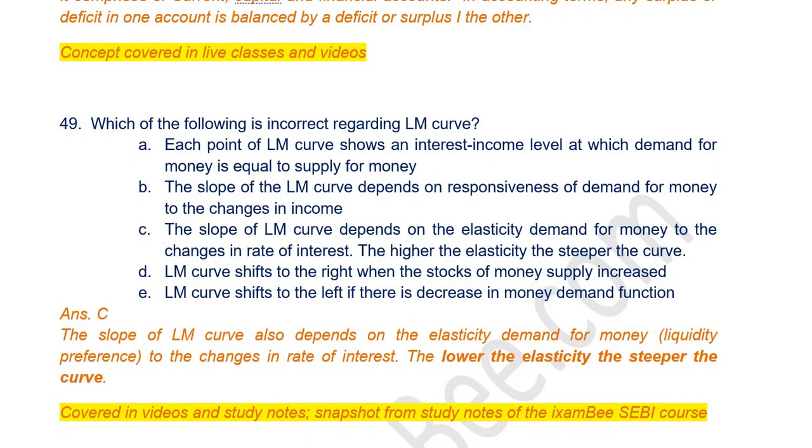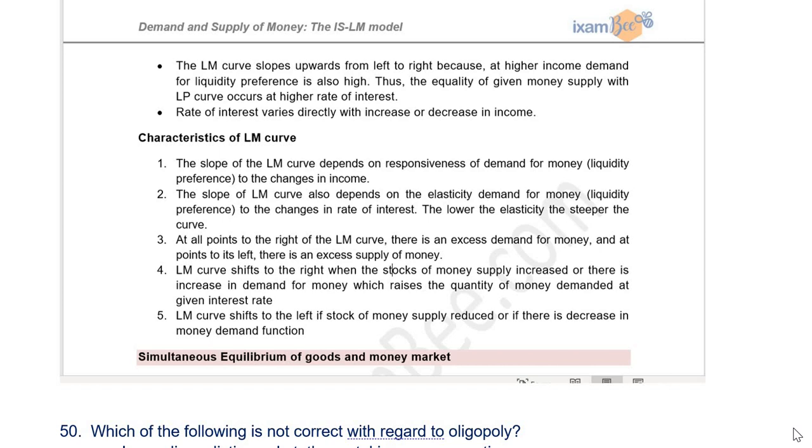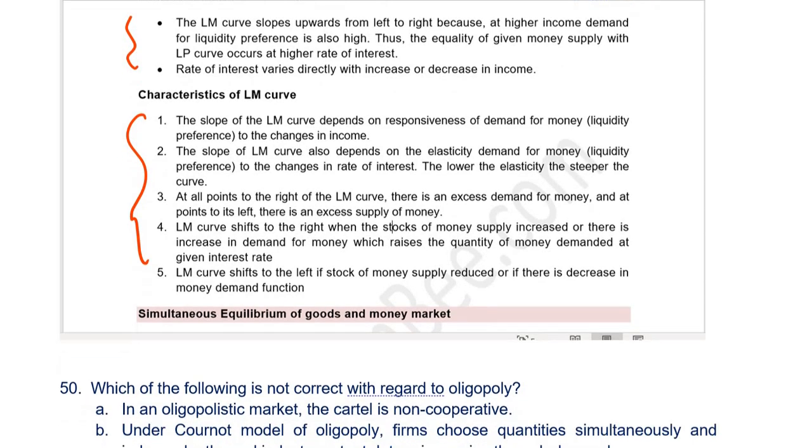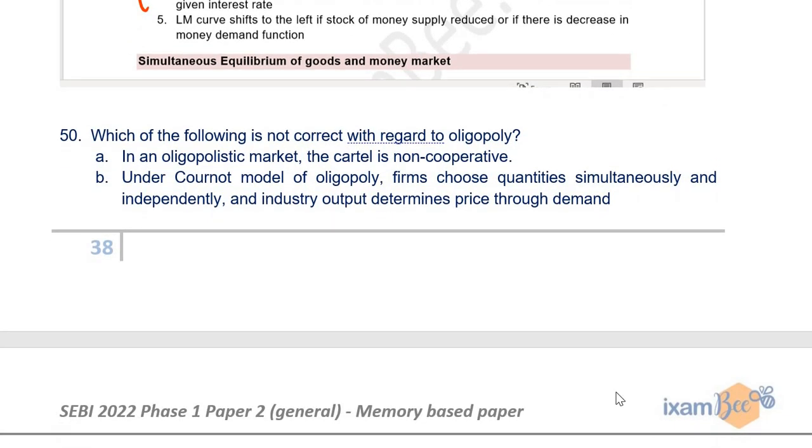Next question related to the LM curve. There were a few statements given related to the LM curve and the shifting of the LM curve and what was correct, which was incorrect. So the incorrect statement was related to the elasticity in relation to the rate of interest. So basically, the lower the elasticity in relation to the rate of interest, the steeper the LM curve is. So this again was mentioned in our notes very clearly. What are the characteristics of the LM curve, where the LM curve shifts, all has been very nicely explained in our notes and videos.